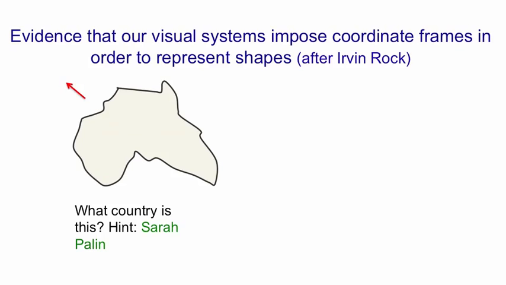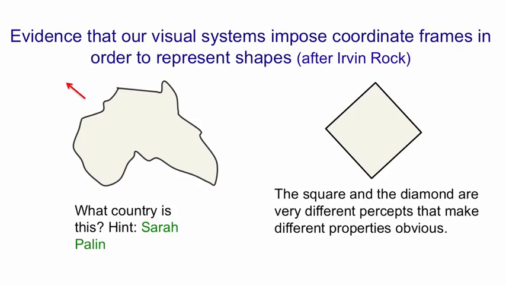If they know what coordinate frame to impose on it, it immediately becomes a familiar shape. Similarly, if I give you a shape like this one, you can perceive it as a square or you can perceive it as a diamond. Those are two completely different percepts. What you know about the shape is totally different depending on which way you perceive it.